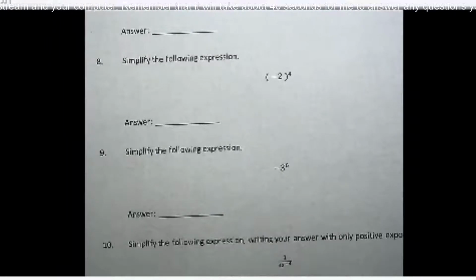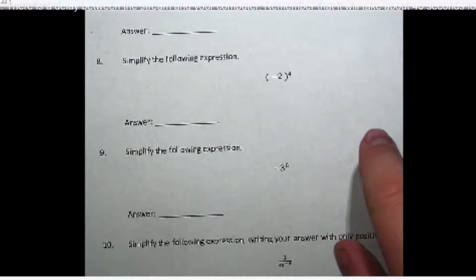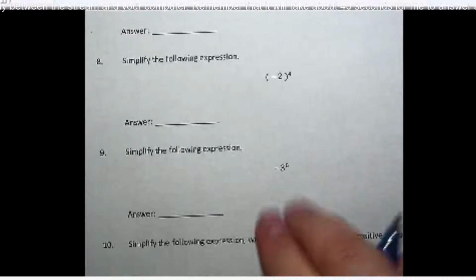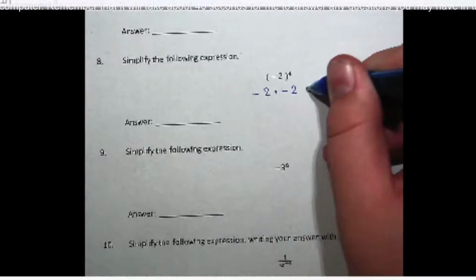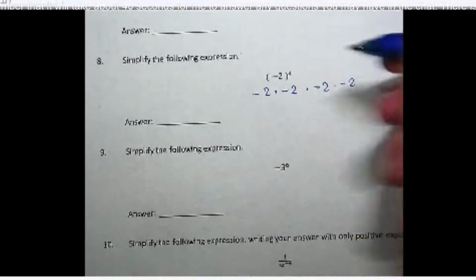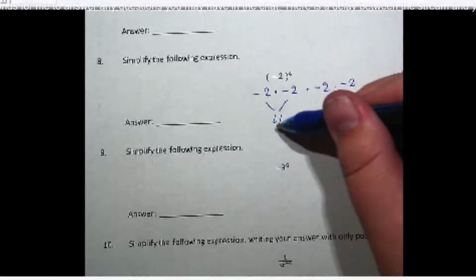Okay. Really happy to see how well we did on these power properties. So the next one here is negative 2 in parentheses to the fourth. So that negative is being included in this. That means we have negative 2 times negative 2 times negative 2 times negative 2. So negative 2 times negative 2 is positive 4. Go ahead and write this out real quick. Again, negative 2 times negative 2 is positive 4. Same thing for this, it's 4 times 4, 16.